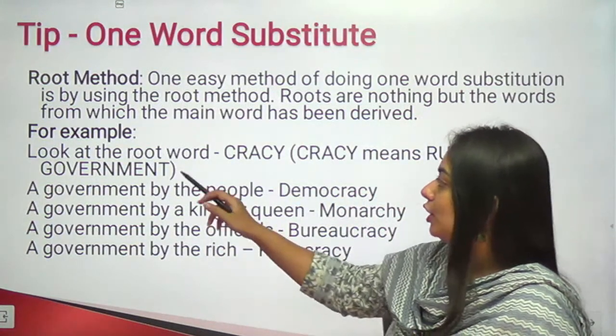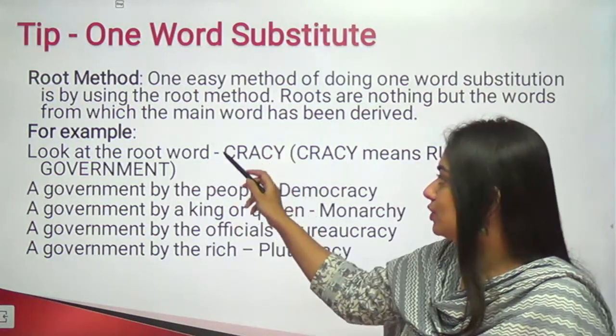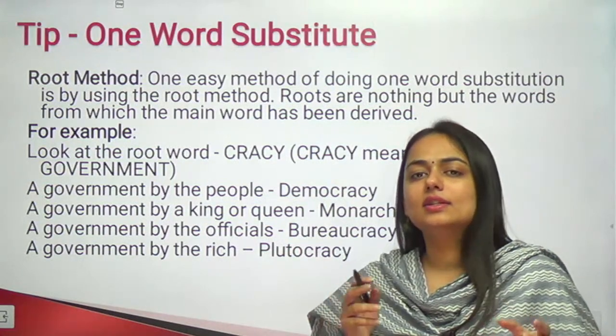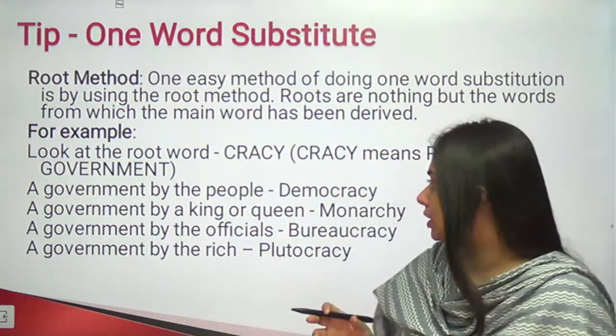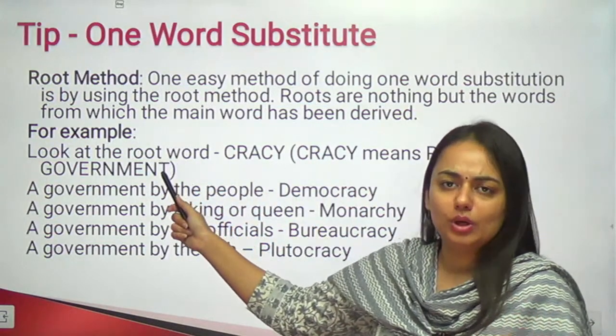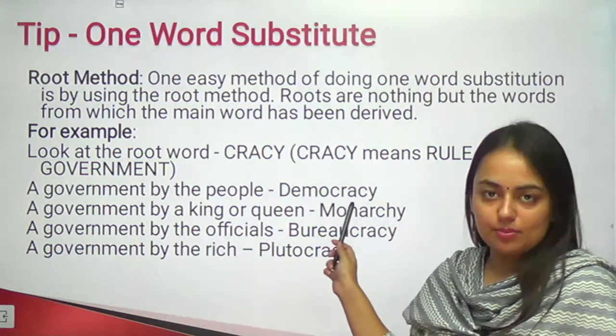For example, look at the root word cracy, C-R-A-C-Y. So wherever you see this suffix cracy, it is a noun, first thing, and second, it is related to government or governance. Look at this. Cracy means rule or government. Now that you know what cracy is, you can easily guess a government by the people will be democracy.